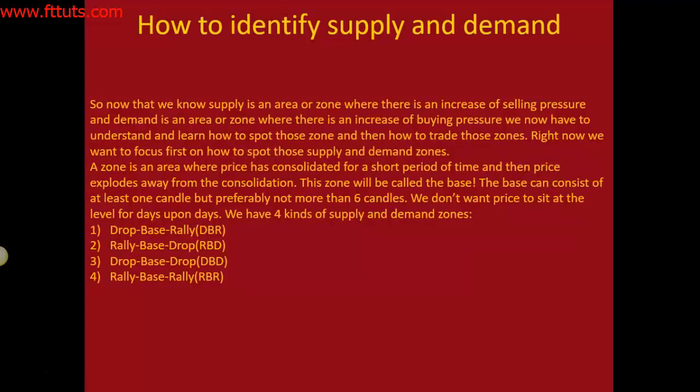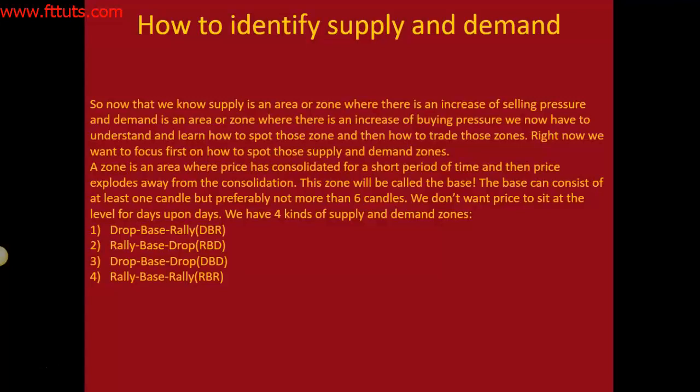A zone is an area where price has consolidated for a short period of time and then price explodes away from the consolidation. This zone will be called the base. The base can consist of at least one candle, but preferably not more than 6 candles. So if you had 7 or 8 candles, would that make a difference? No, I would still consider that one that you would trade. We don't want price to sit at the level for days upon days.